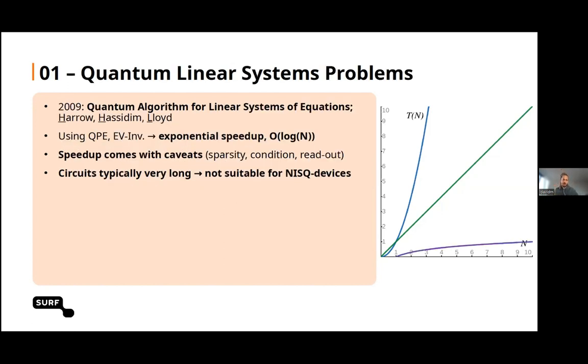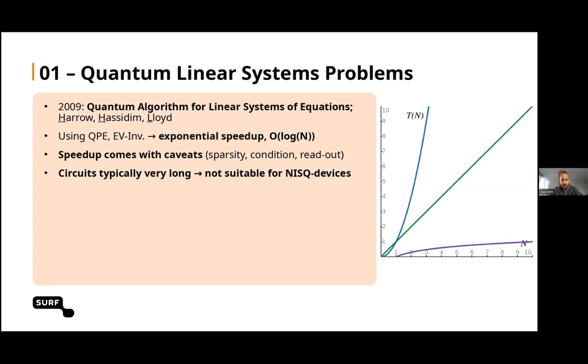Yes, and so this idea was first introduced or explored in 2009 by Harrow, Hassidim, and Lloyd, which gave the algorithm its name, HHL, in their paper, Quantum Algorithm for Linear Systems of Equations. And here the idea is to use quantum phase estimation and eigenvalue inversion to gain an exponential speedup over the classical methods. So instead of scaling linearly in N, we now scale logarithmically in N, which is the purple line in the graph over there. And we see that already for relatively small system sizes, we perform radically better, of course.